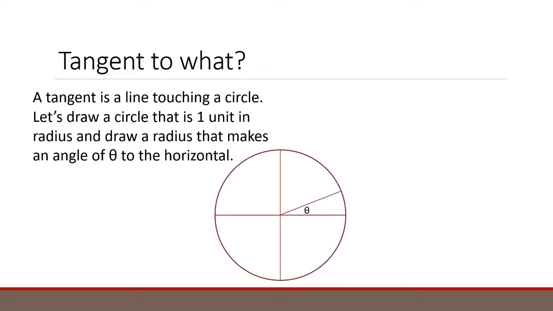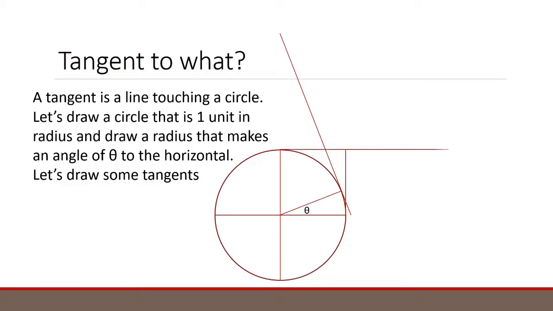So here it is. Now let's draw in some tangents. Firstly, a tangent to the horizontal radius. So it goes straight up, it's perpendicular. A tangent to that line that's at an angle theta. And a tangent to the vertical radius. So it will go horizontally.